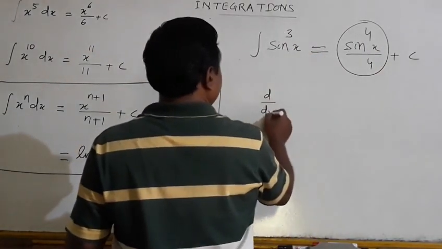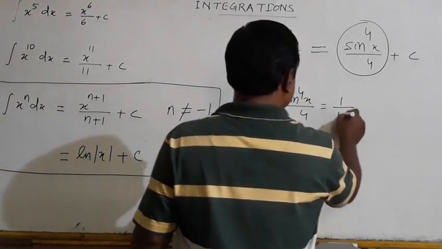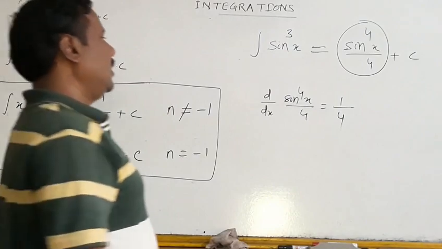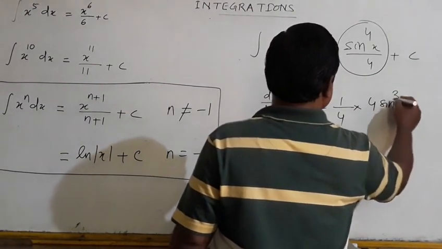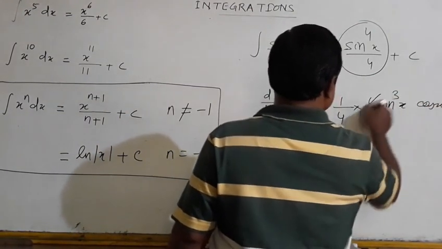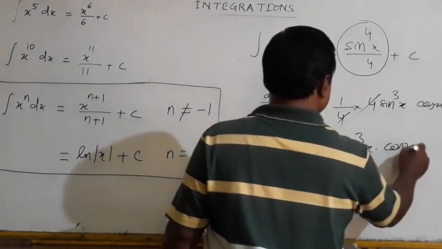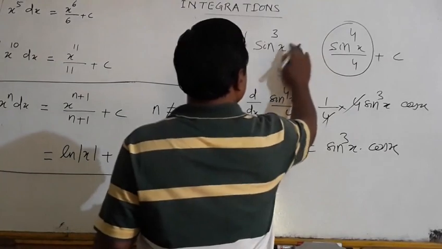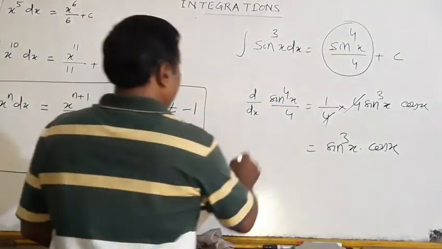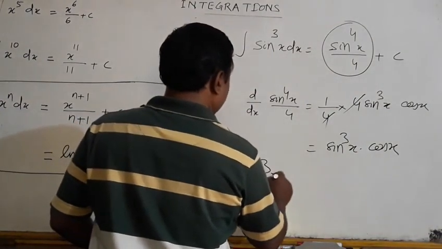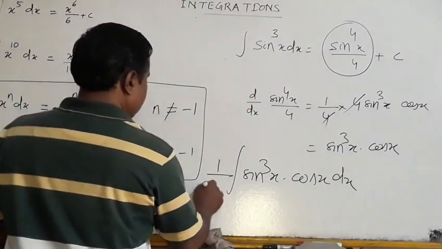That means d by dx of sin 4 x by 4. What will be there? Answer. 1 by 4 will go outside. What is the derivative of sin 4 x? It is 4 sin cube x cos x. Cancel. What is the answer? Then sin cube x cos x. But what is here? Here it is sin cube x. So then what will you do? Sir, no problem. We will just multiply by sin x cos x and divide by the outside.